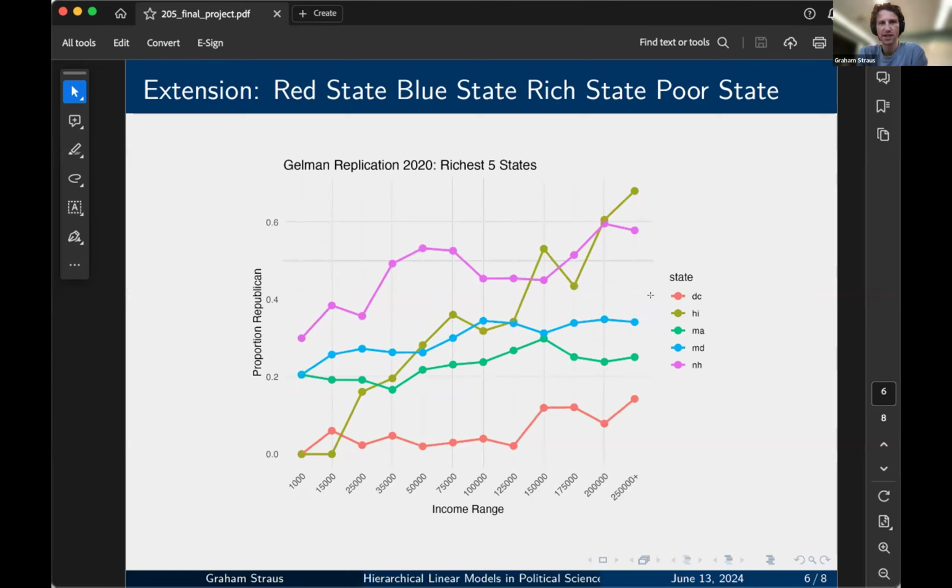So the red state, blue state, rich state, poor state is a paper that came out in 2007. There was a book around 2008. So this made a lot of noise.